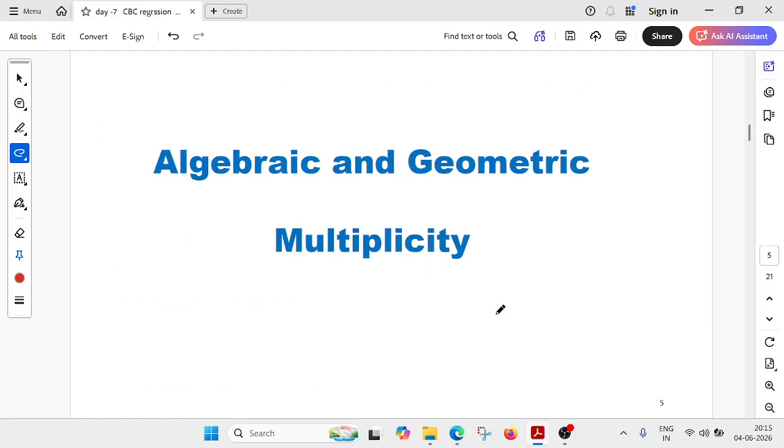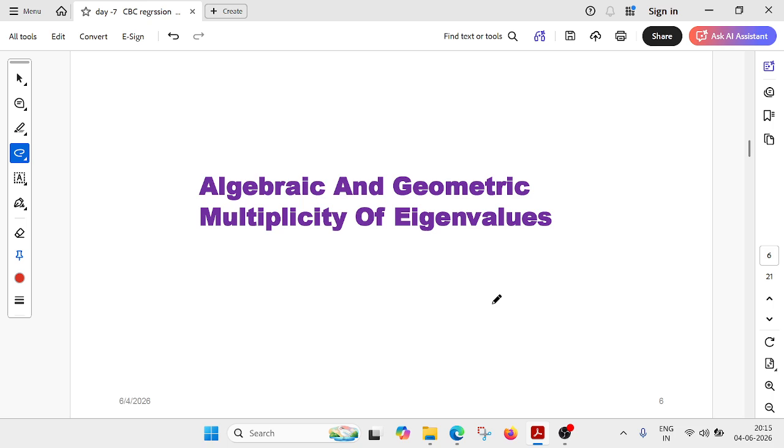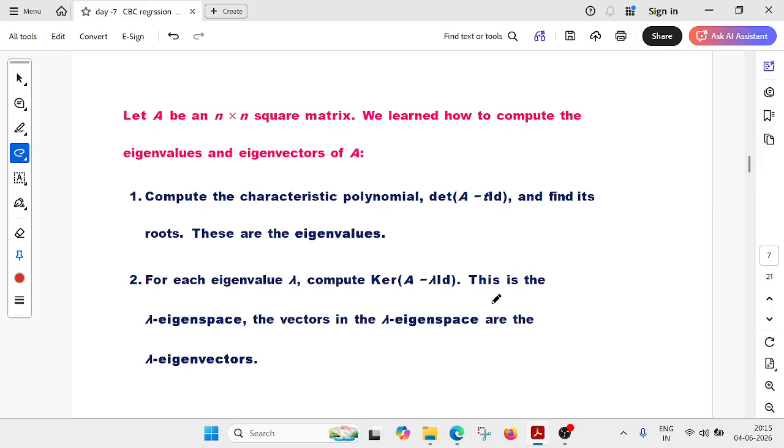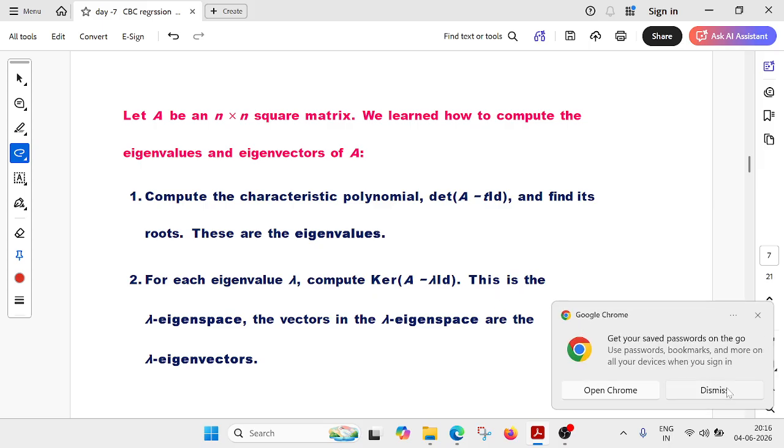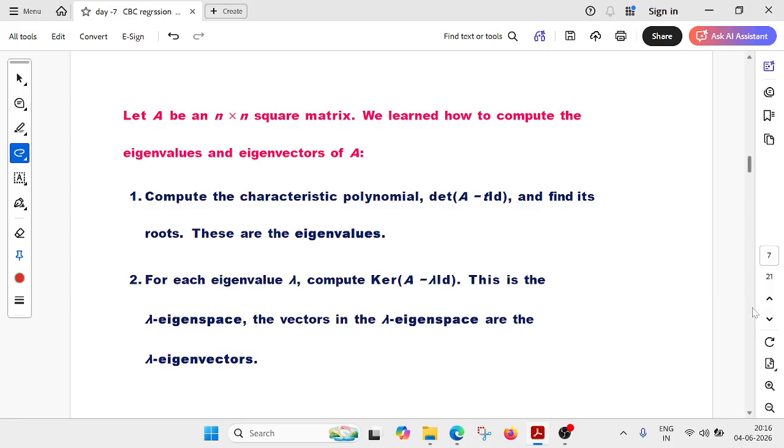Next, what is algebraic and geometric multiplicity? Where are we using these two terms? We use these two terms with respect to the eigenvalues. Suppose capital A is an n by n square matrix, that means nothing but a square matrix. We learned how to compute the eigenvalues and eigenvectors of A.